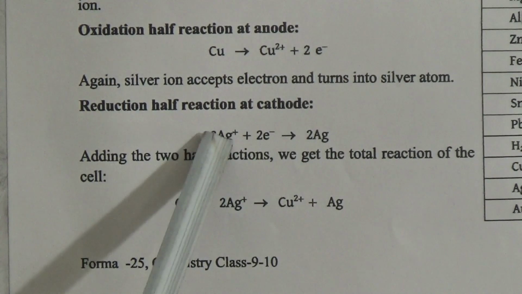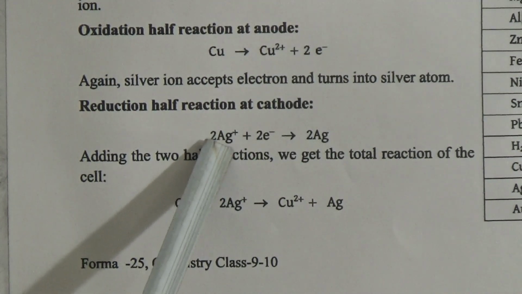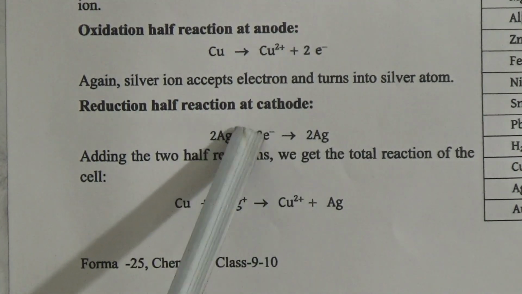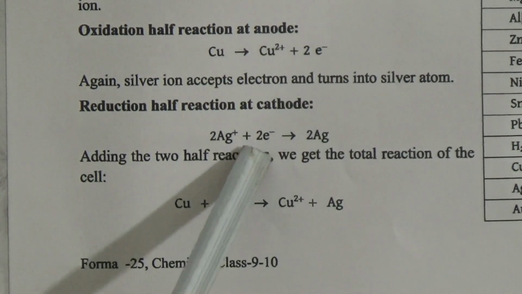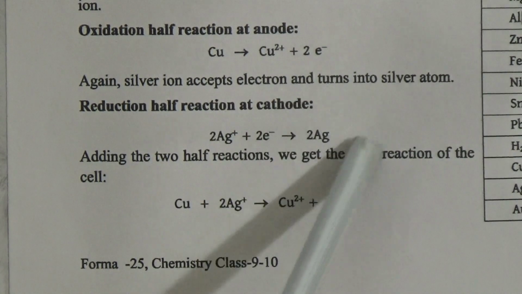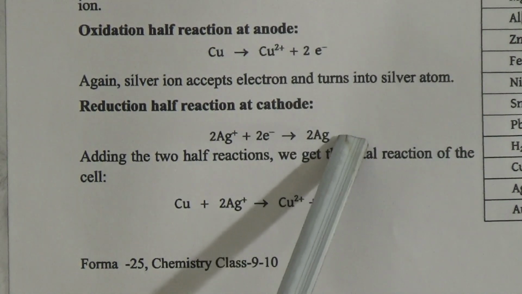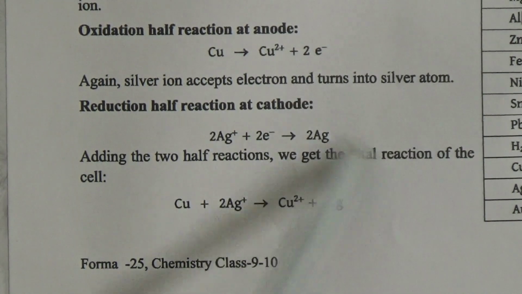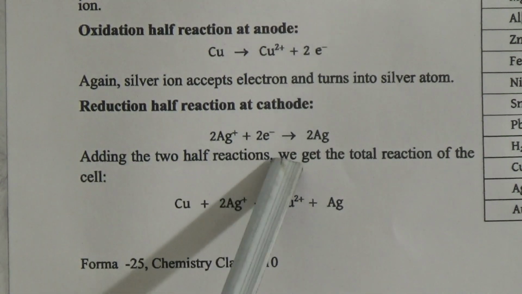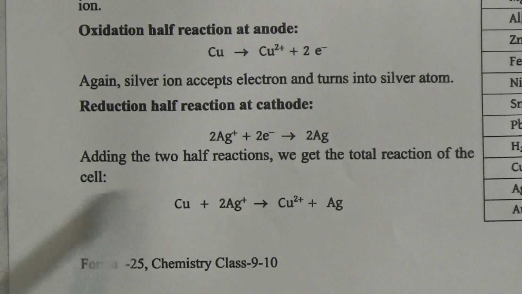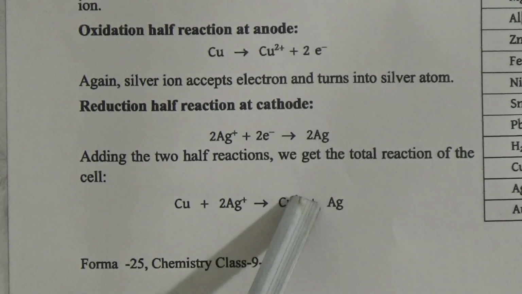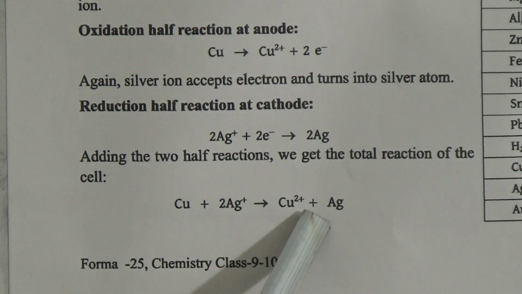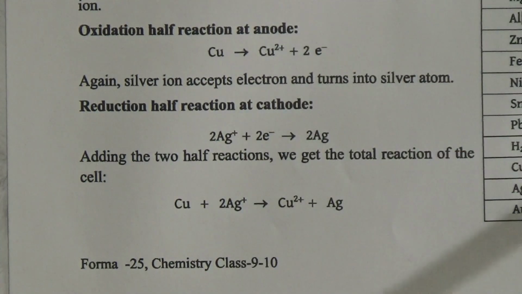Then the half reaction of redox that occurs in the cathode: the 2 electrons donated by copper are accepted by the silver ion, making the metallic silver atom. Adding these 2 half reactions, we get the total reaction of the cell, and it makes the electrons flow, and that's why electricity is produced through this cell. Now come to the salt bridge and its use.